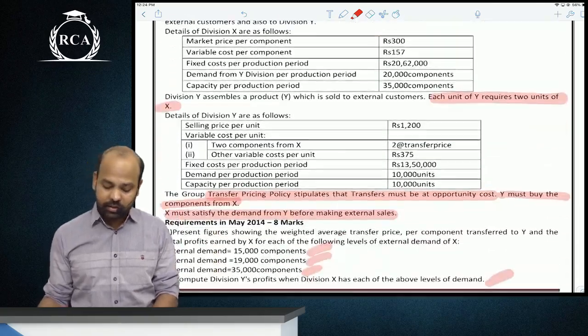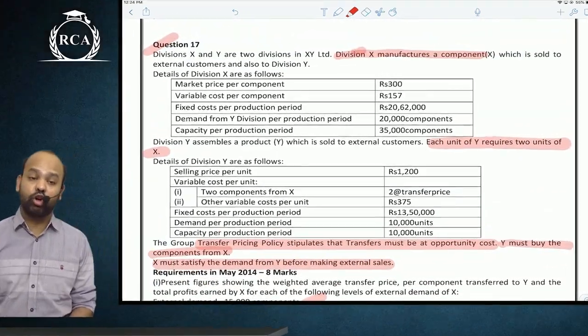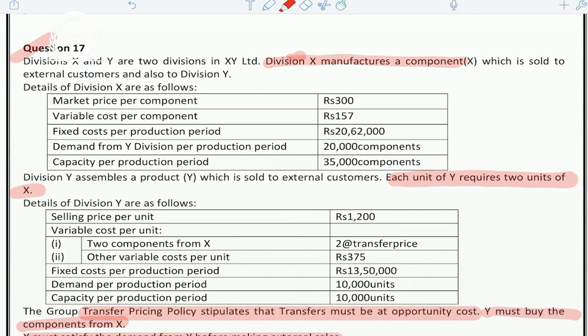The question is a bit long, guys, but it's a nice question, again based on opportunity cost only. So why did you zoom in? For you to read the question, so that I will again read the question and explain it to you.